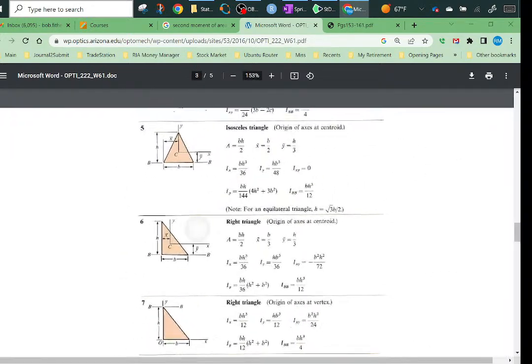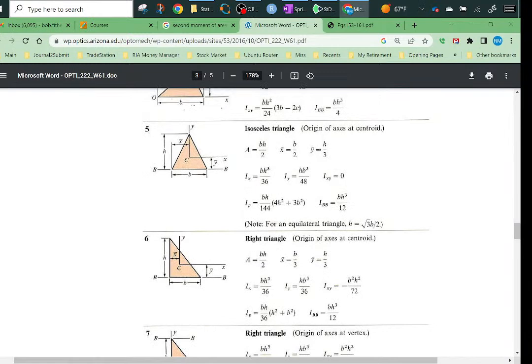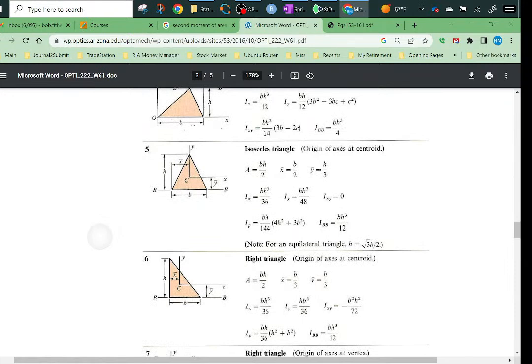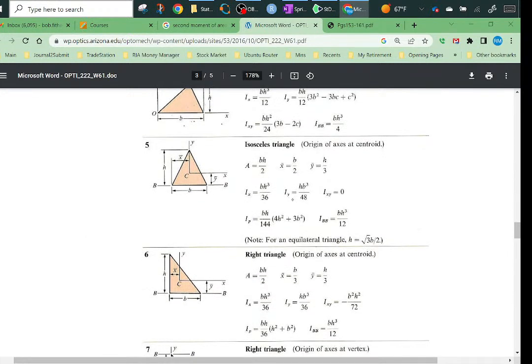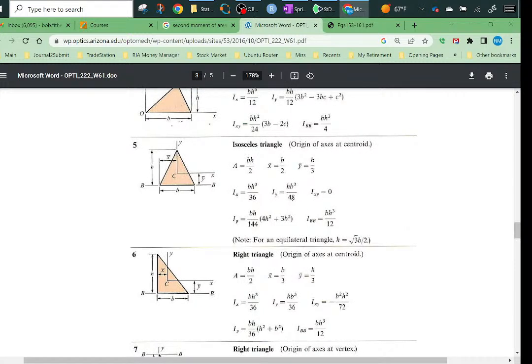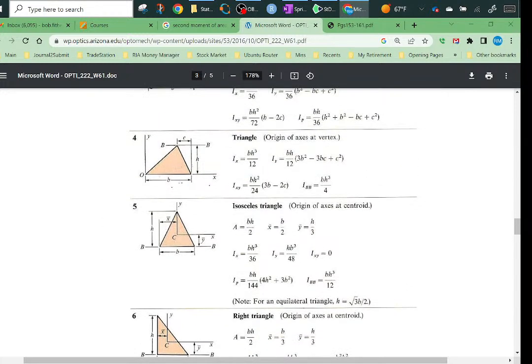Here's what's funny, if you stare at this, he's got all three. He's got a regular old triangle right there. He's got an isosceles, and then he's got a right triangle. Notice what you see about this. Here you have a coordinate system that's x and y. The Ix is bh over 36 right there. Now notice what he does here is he takes the triangle and puts the origin of the axis at the vertex. He has bh to the third over 12.